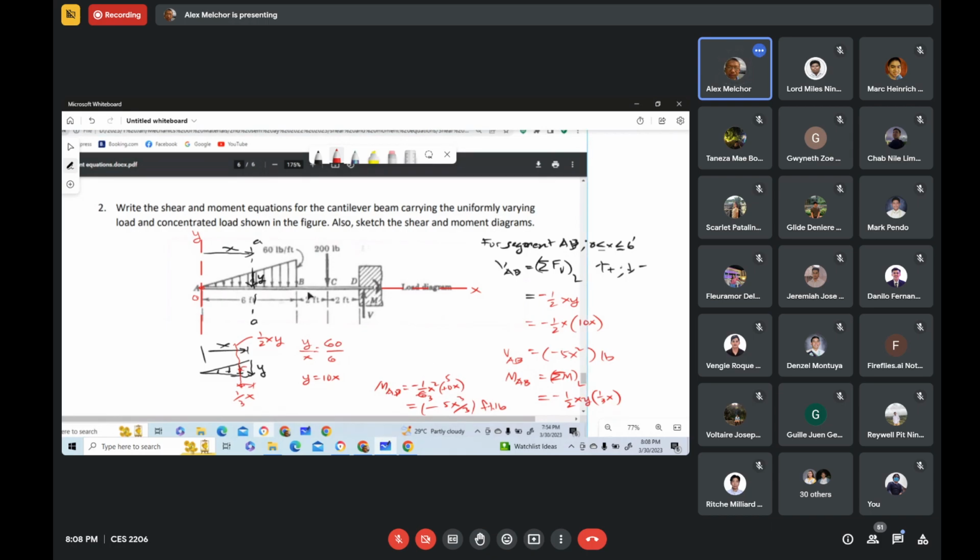So next, we write the shear and moment equations for BC. Okay, so we pass that imaginary cutting plane, call it BB, that is located at a horizontal distance x from the left end. So our segment BC.